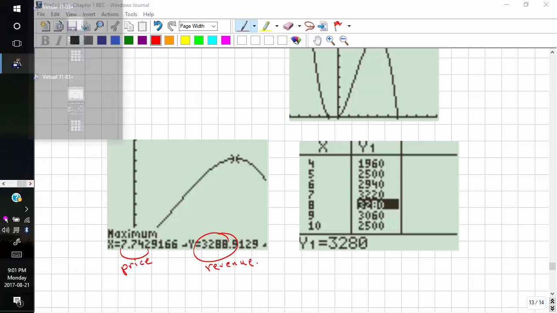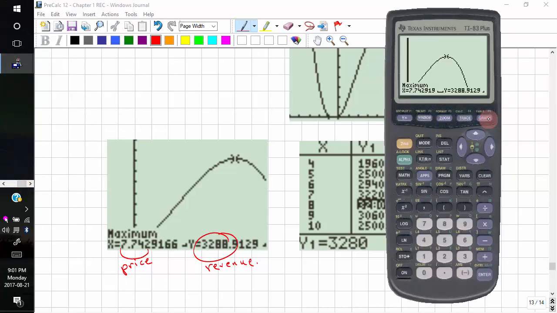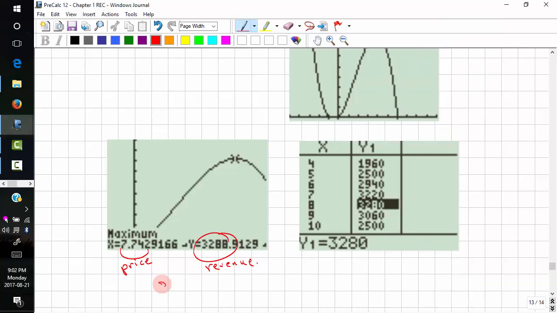So there's two ways you can get your answer. One is to use tables. So we go table and we scroll down to 7. 7 is 32.20, 8 is 32.80. So our answer is actually $8. And it's here.